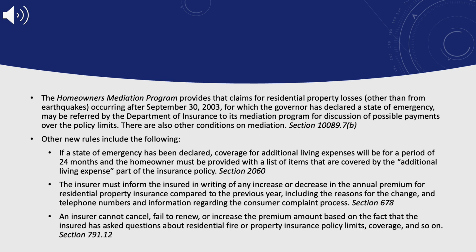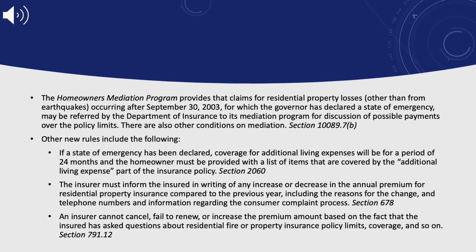Section 2060. The insurer must inform the insured in writing of any increase or decrease in the annual premium for residential property insurance compared to the previous year, including the reasons for the change, and telephone numbers and information regarding the consumer complaint process. Section 678. An insurer cannot cancel, fail to renew, or increase the premium amount based on the fact that the insured has asked questions about residential fire or property insurance policy limits, coverage, and so on.